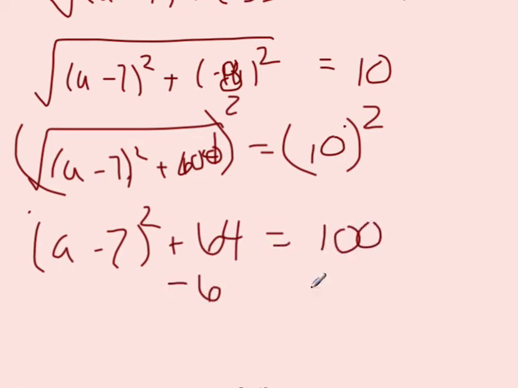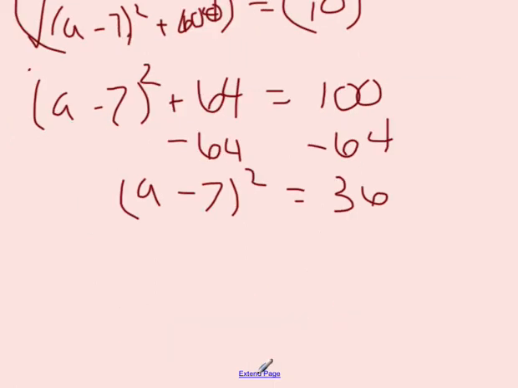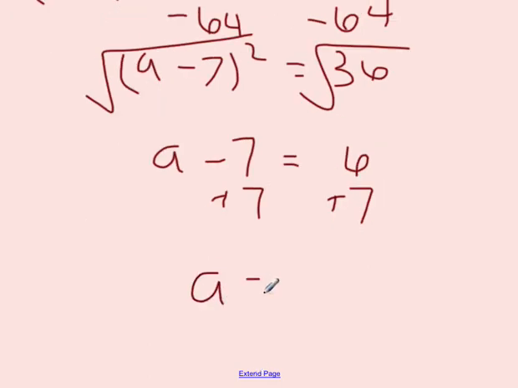Now I need to solve for a minus 7 squared. I'm going to subtract 64 from both sides, and I get a minus 7 quantity squared is equal to 36. Now, in order to solve for a, I need to get rid of that square. I'm going to undo it by taking the square root of both sides. So I get a minus 7 is equal to 6, when you take the square root of 36. Then a is equal to 6 plus 7, which gives you 13.